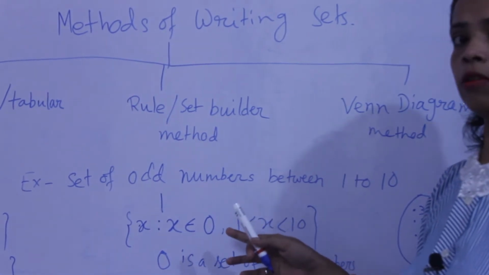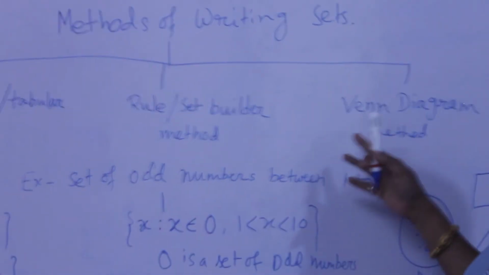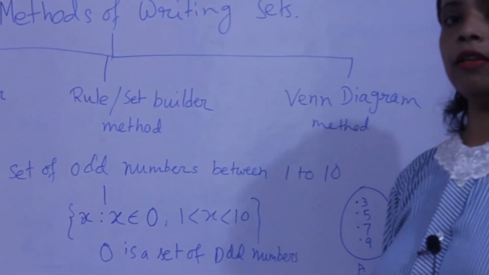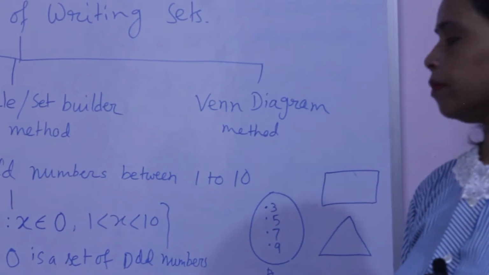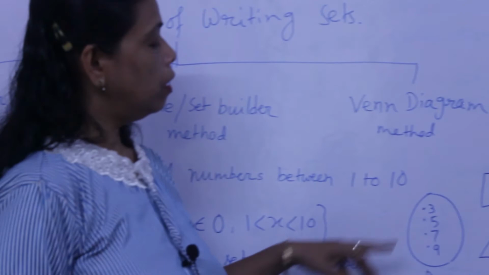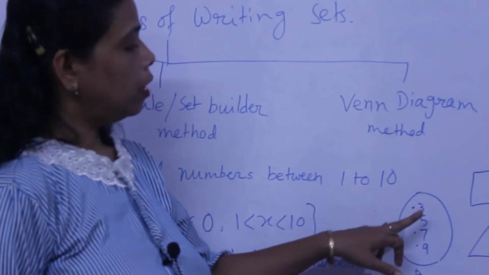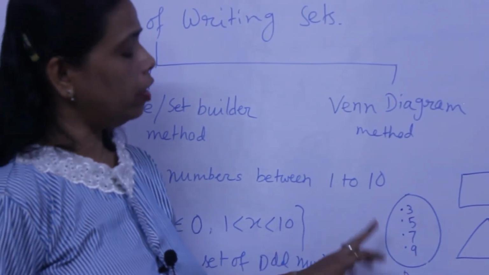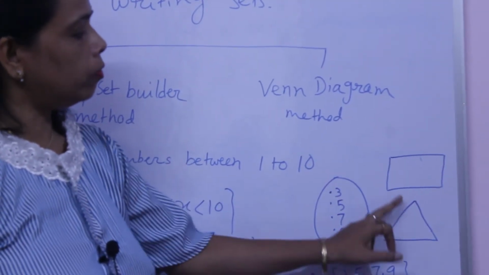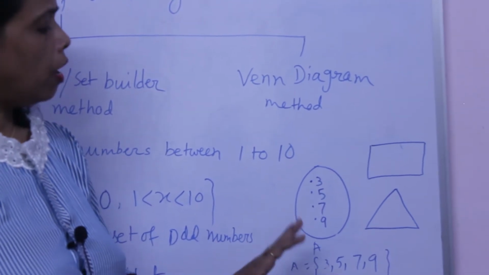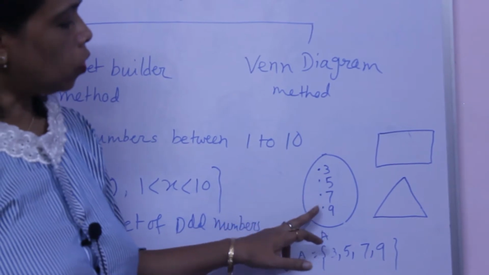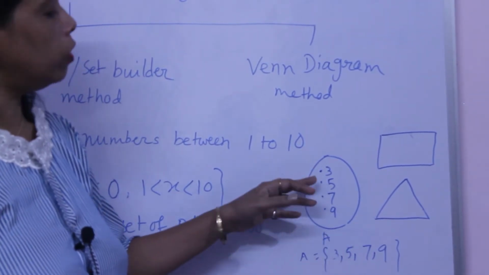This is the second method. And the third one is the Venn diagram method. This Venn diagram method was introduced by English logician John Venn. Here we represent data using pictures. We can use any closed picture: this is a circular form, this is a rectangular form, this is a triangle. We can use any picture, and we will represent elements using dots.